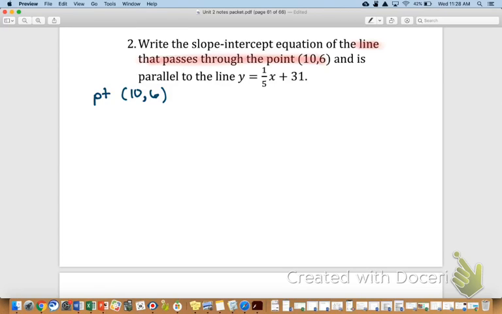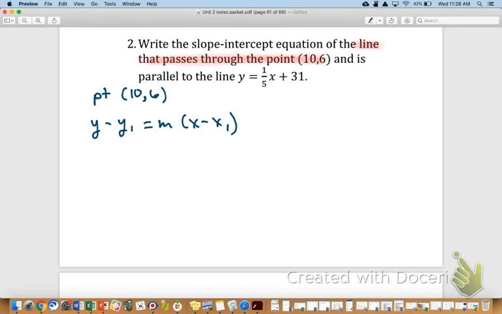I'm going to use point-slope to get started. Think about the word point-slope. What does point-slope require? A slope and a point. That's why it's called point-slope. And I've got a point right here. So what I'm going to do is remember point-slope is y minus the y-coordinate equals slope times x minus the x-coordinate.